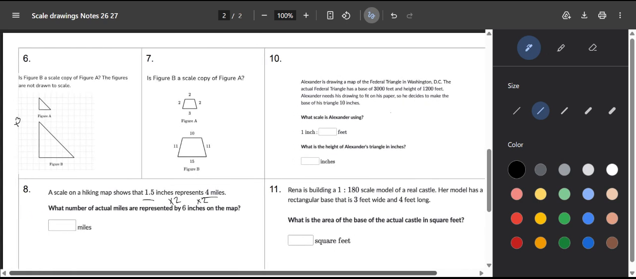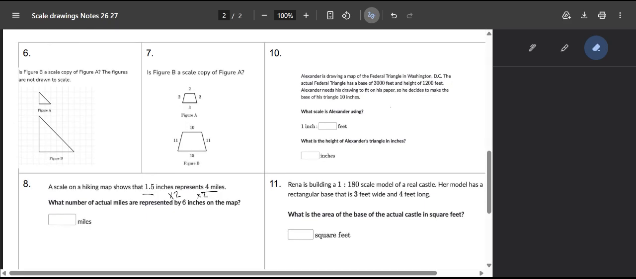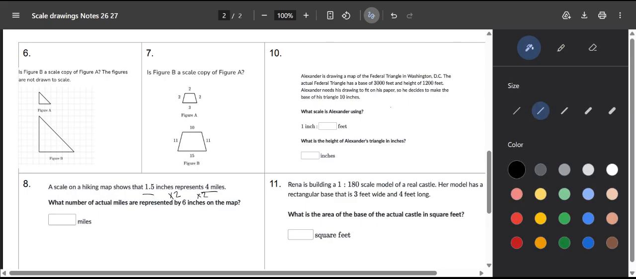Okay, let's go look at number 6. Number 6 is asking a similar question. Is figure B a scale copy of figure A? The figures are not drawn to scale. So first, we have to figure out how long those sides are. Figure A is 2 units tall. Figure B is 2, 4, 6 units tall. So we can set that ratio of 2 to 6. A to B is 2 to 6.